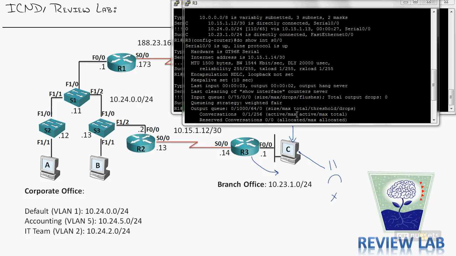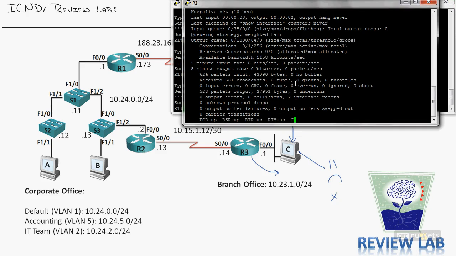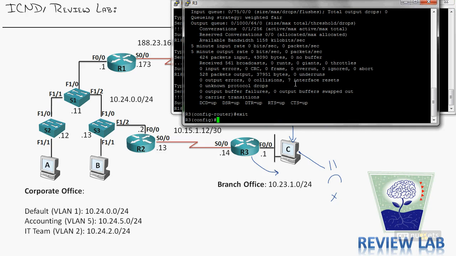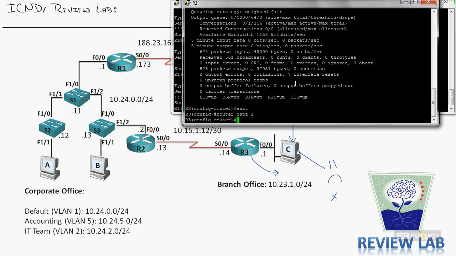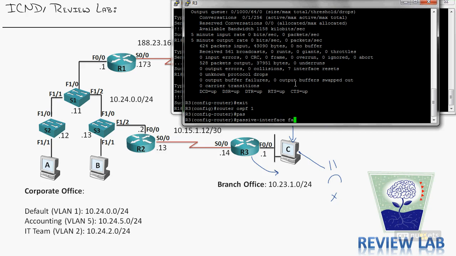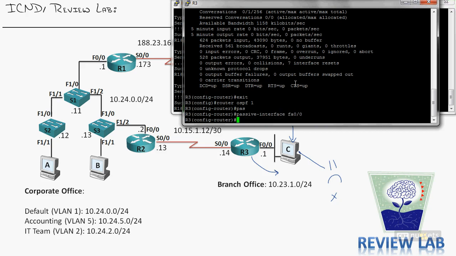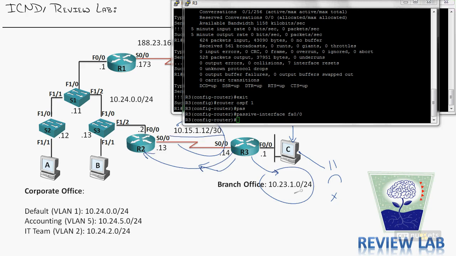It's not good. So with router 3, what I'm going to do is go into router OSPF 1 and type in passive interface fast Ethernet 0/0. What does that do? What that does is it says I'm going to do one of two things. So the network command, remember, says I'm going to send hello messages out on those interfaces, and I'm going to advertise these networks. So router 3 will tell router 2 about the 10.15.1.12, and it will tell router 2 about the 10.23.1.0. So when I type in passive interface, it takes off one of the functions of the network command.